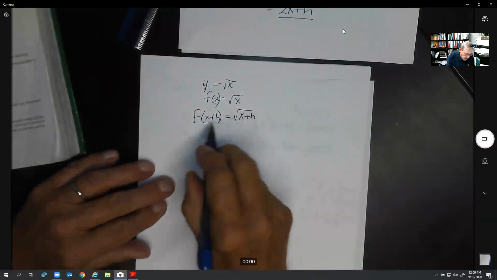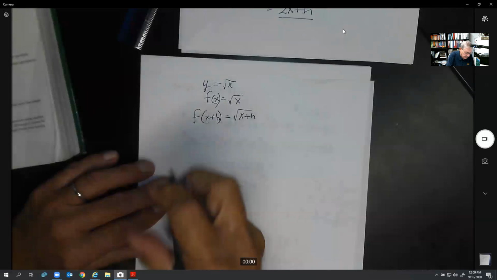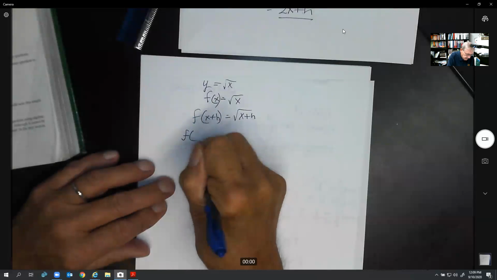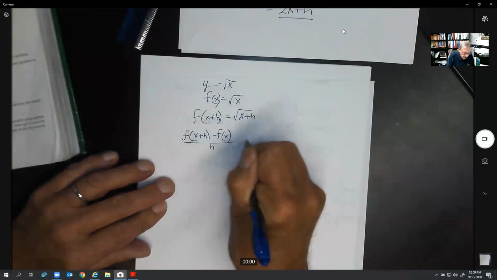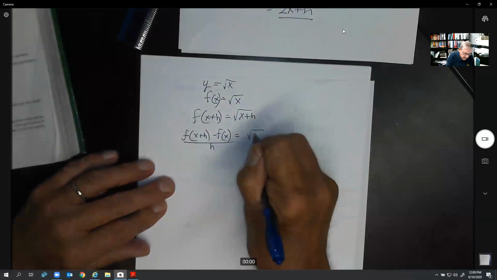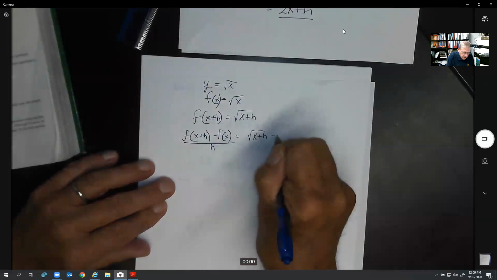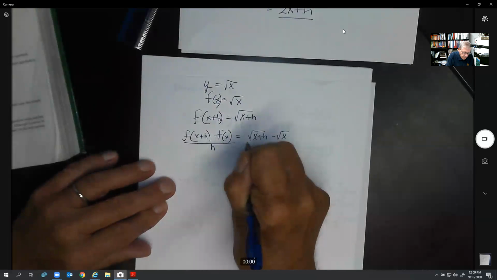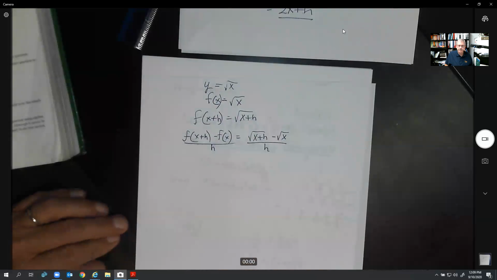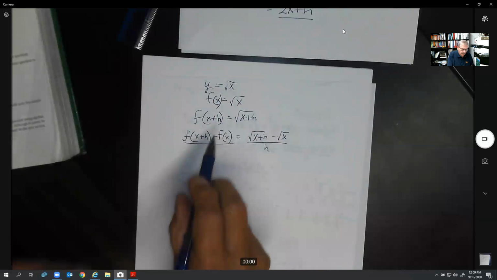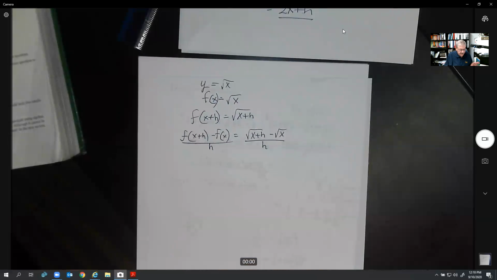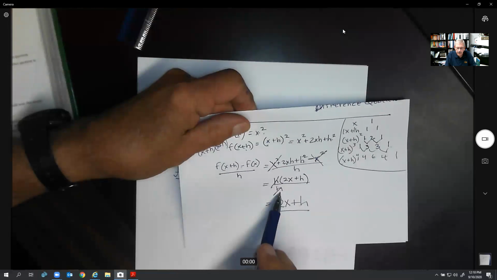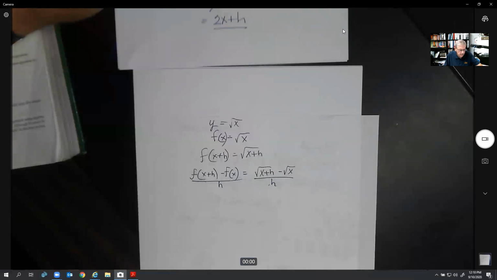Okay, and then we're going to find that difference quotient. And don't forget this is over h. So this would be the square root of x plus h minus the square root of x, over h. Function of x plus h, function of x, h. Pretty cool, huh? But they don't like h's in the bottom. If you notice all these problems, get rid of that h. There's another one.